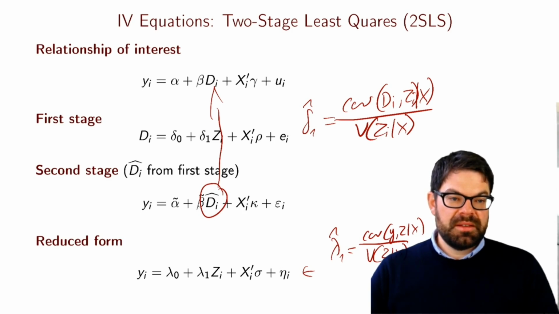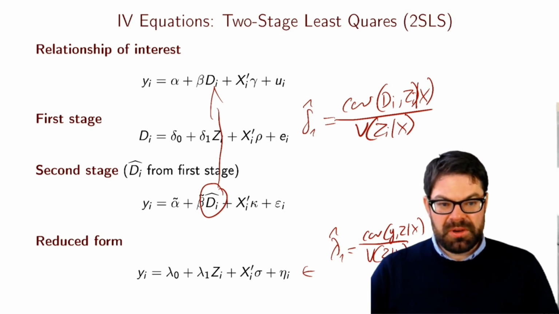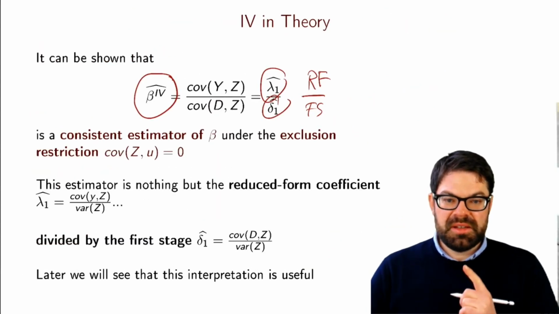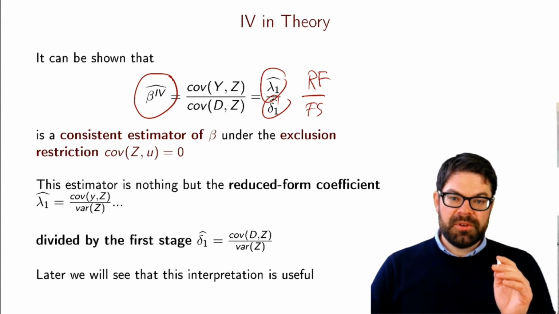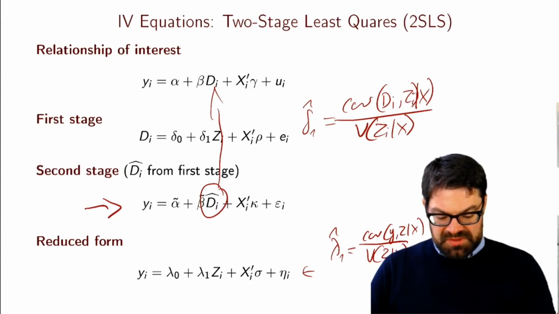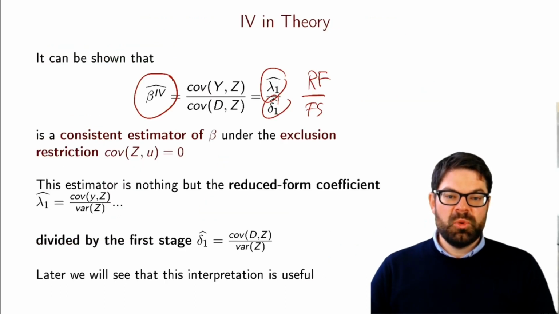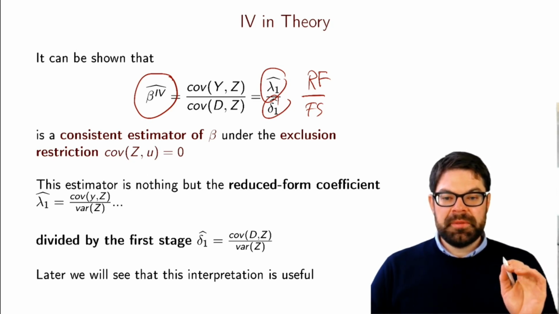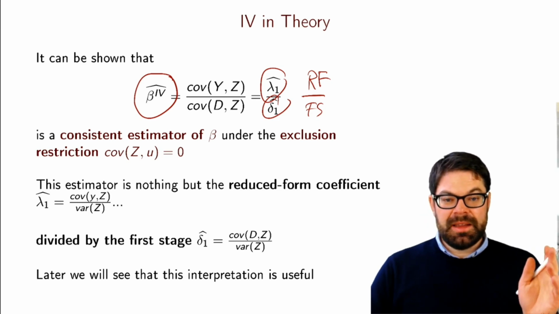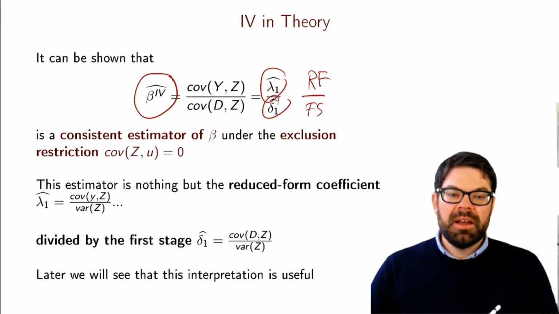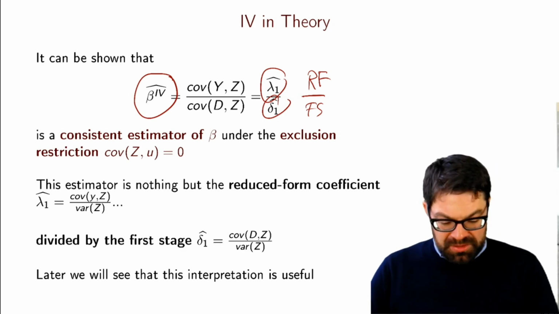So these are just two regression coefficients, and what this slide here tells us is that the IV coefficient, so the coefficient that we get from the second stage, is nothing more than the reduced form divided by the first stage. So what I do here is I leave out the conditional on X for simplicity. It's not important here, but I want to quickly derive that.